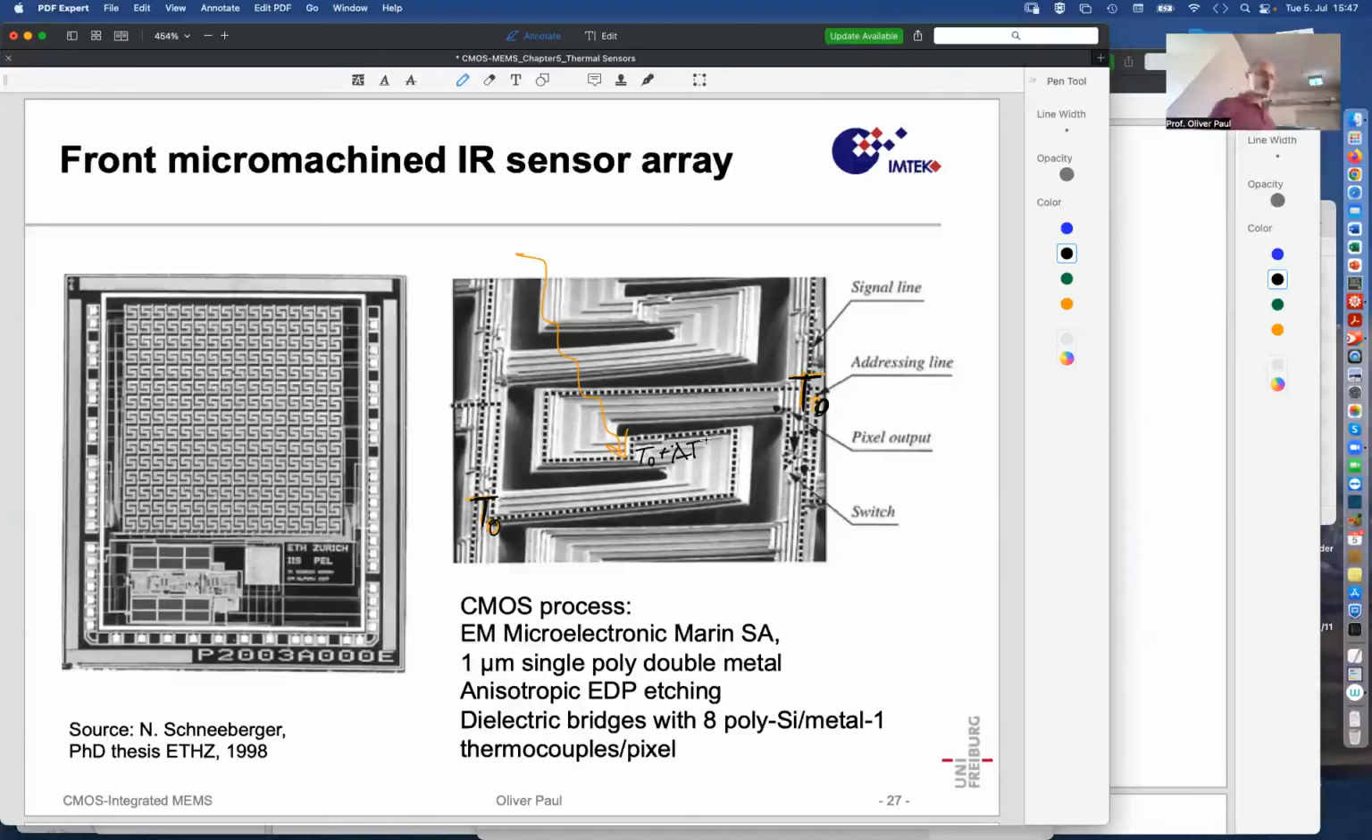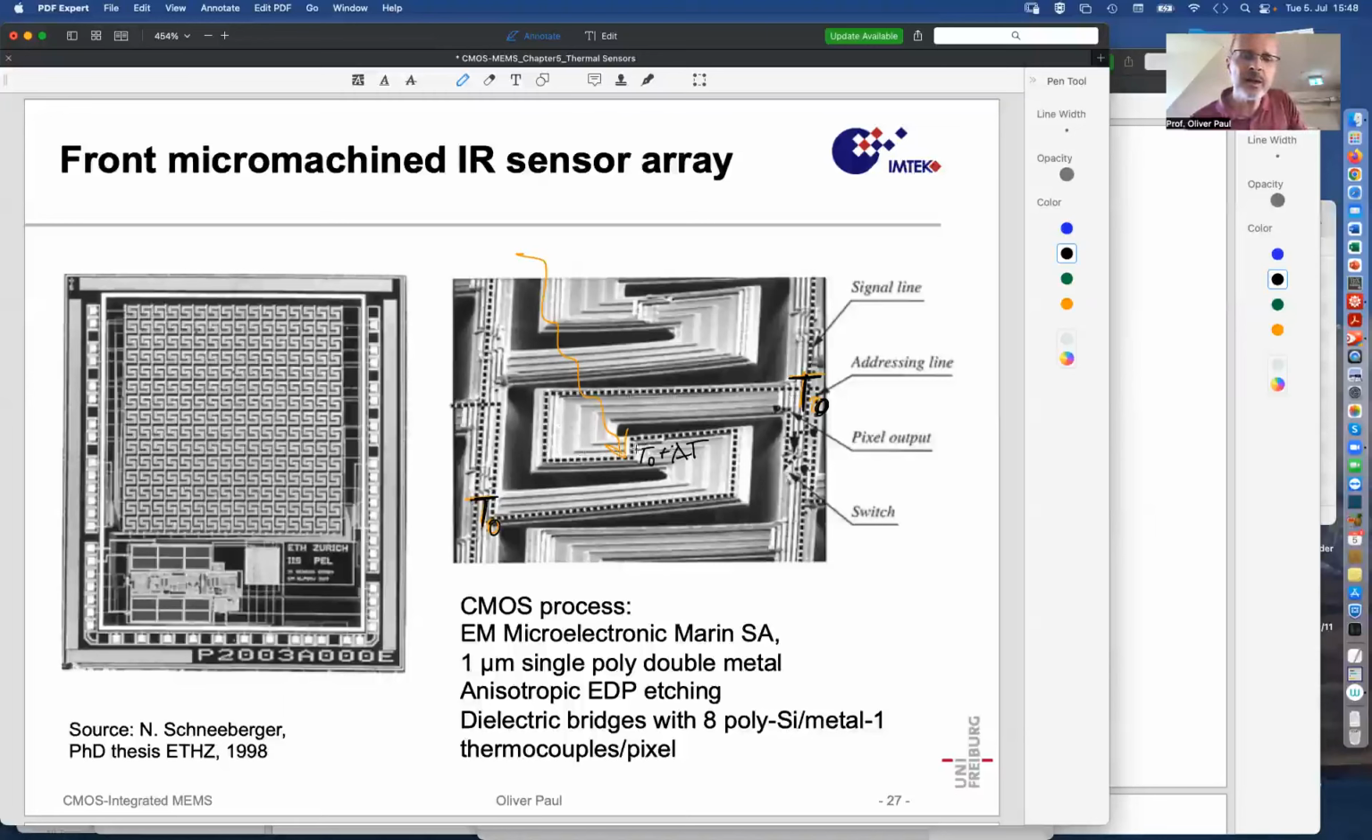And so if there is a thermal scene being projected on this array, of course, each pixel will receive different amounts of power, and therefore the delta T of these different pixels will be different. And then you can read out the signal. And that signal is produced by thermoelectric elements, by thermopiles. So you see these lines coming in here.